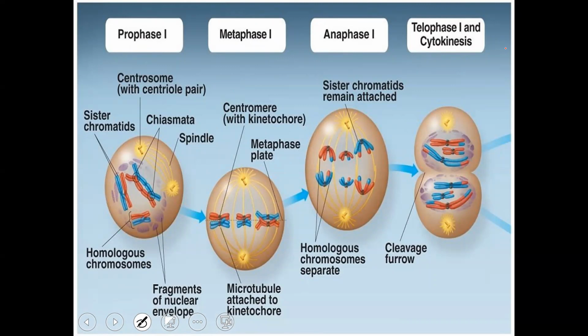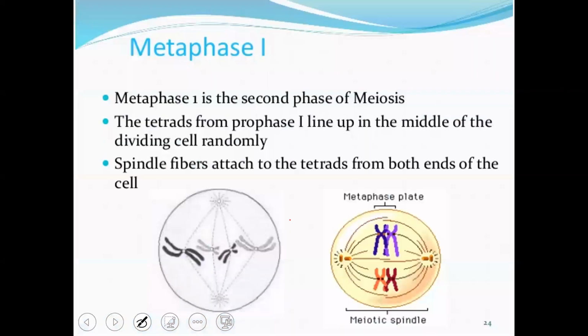So you can see the overall picture. In prophase 1, the bivalents or tetrads have undergone recombination and are getting ready to align themselves on the equatorial plane. Now they are going to separate, move towards the poles, and then divide into daughter cells. These are the processes which take place next. Metaphase 1 is the second phase of meiosis. Here the tetrads from prophase 1 line up in the middle of the dividing cell randomly. Initially they got ready, and now they are aligning themselves at the middle.